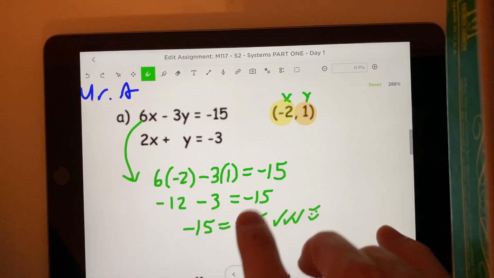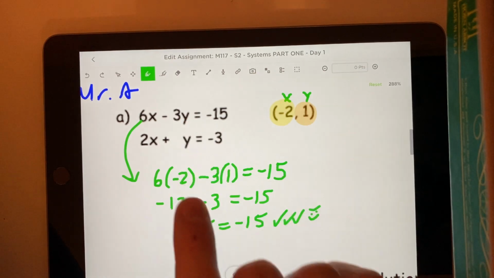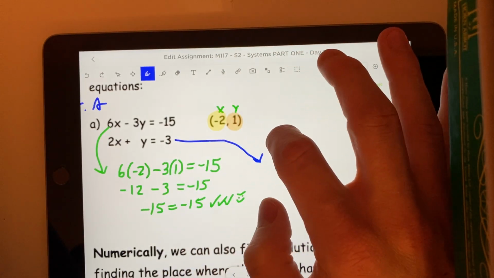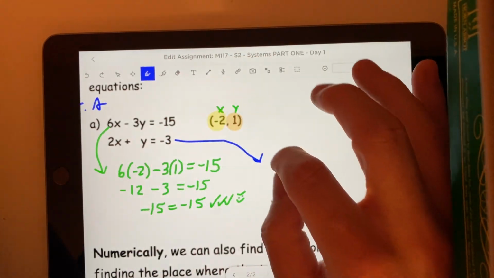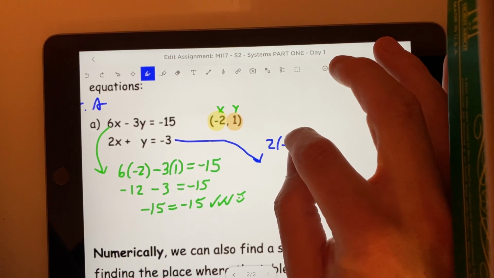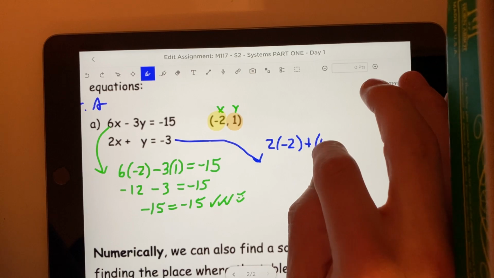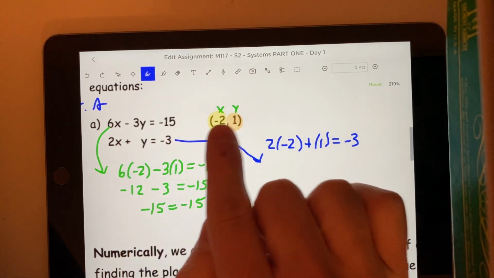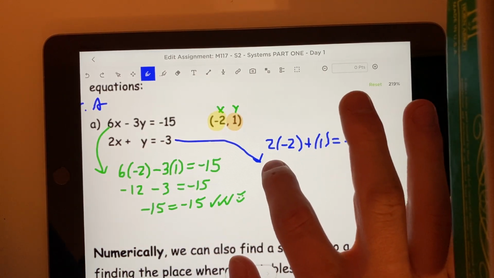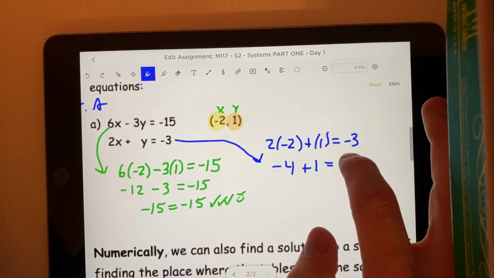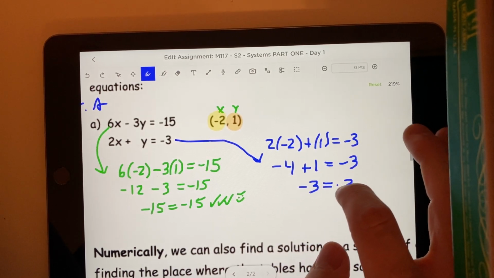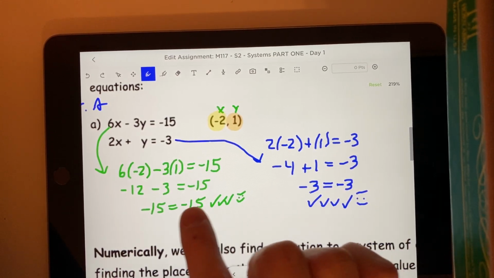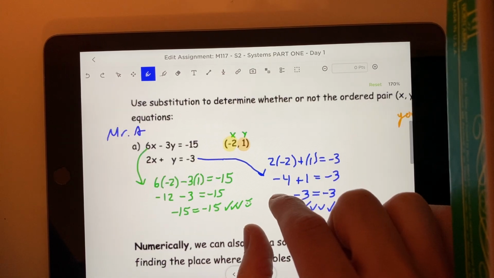But what we need to do, though, is see if this point is on this line, too, because you can't just do one. It has to be both. So I'm also going to do this part. I'm going to plug in -2 for x, 1 for y, and see if that works. 2 times -2 plus 1 equals -3. So see, I plug -2 in here, 1 in here. And we're going to see if this works. This is -4 plus 1 equals -3. And that's -3 equals -3. Amazing, amazing, amazing. So because this is true and this is true, yes, it's a solution.